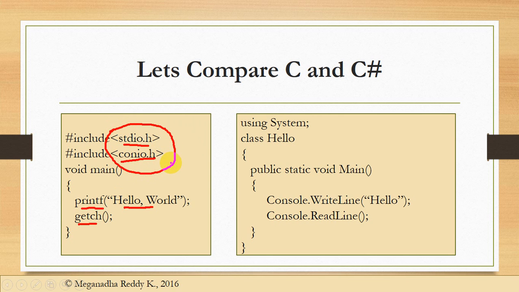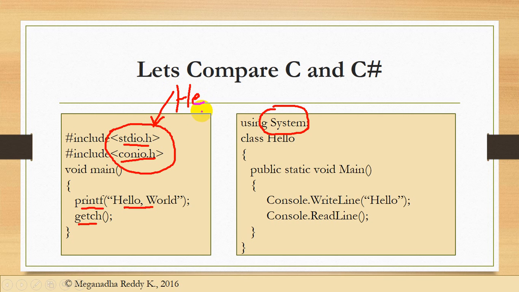And in case of C#, we call this a namespace. I repeat again: in C language, the ones you refer to in the first or second line are called header files.